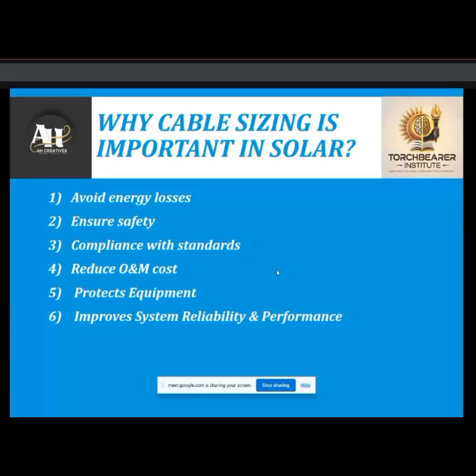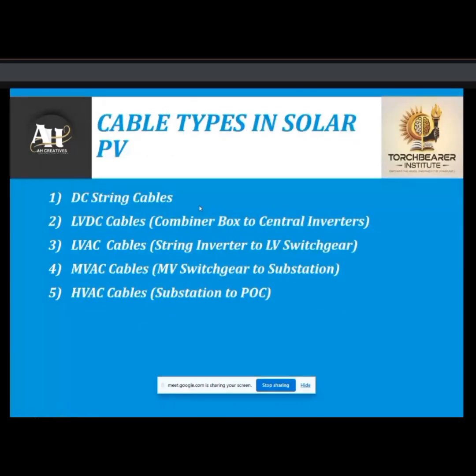Now move on to the next slide, which is the cable types used in the solar power plant. First is the DC string cables. Basically, DC string cable is the small cable which carries the power from the solar panel to the combiner box. This is a very important factor, and when we are sizing the power plant, we have to size the DC string cables also.